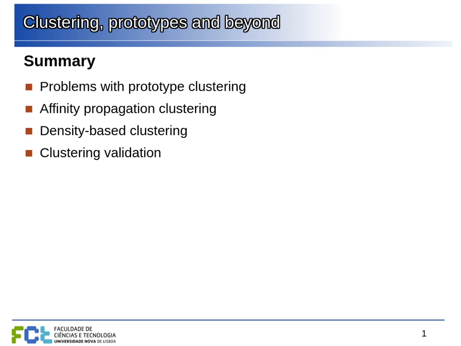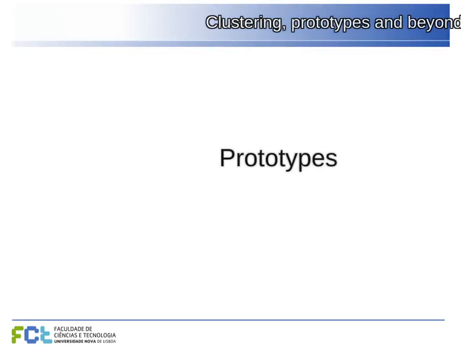Then we're going to look at affinity propagation, which solves one problem with k-means, which is that requirement that we specify the number of clusters. And then we're going to look at density-based clustering, which abandons this search for prototypes that represent each cluster, and so can be applied better to different types of problems. And then finally, we're going to look a bit at validating the results of clustering.